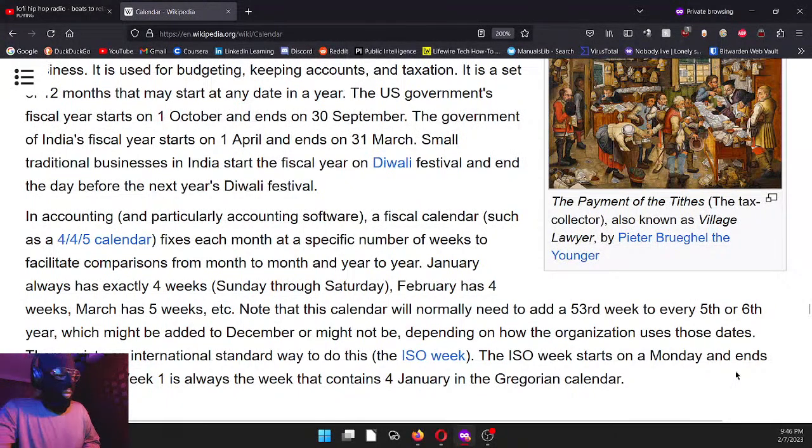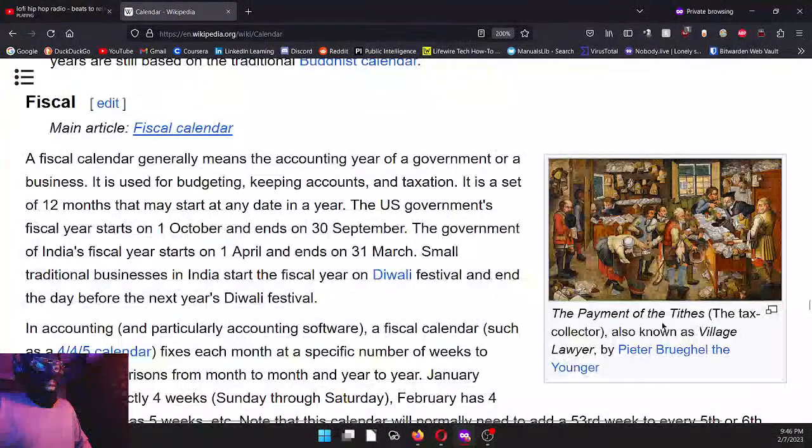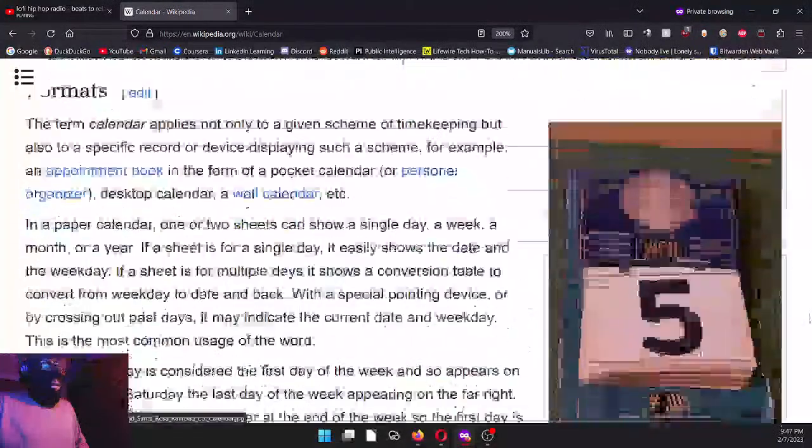There exists an international standard way to do this, the ISO week. The ISO week starts on Monday and ends on Sunday. Week 1 is always the week that contains 4 January in the Gregorian calendar. The Payment of the Tax Collector, also known as The Village Lawyer, by Pieter Brueghel the Younger.